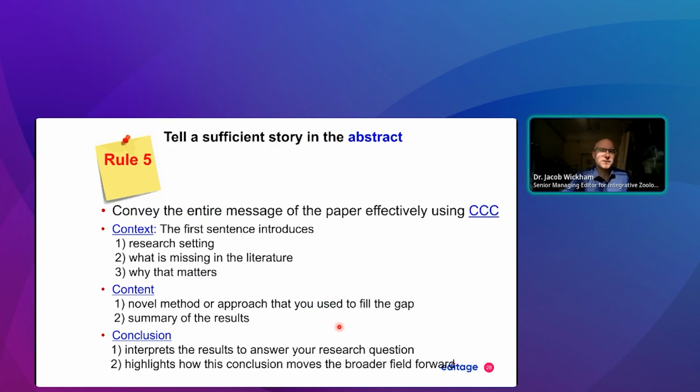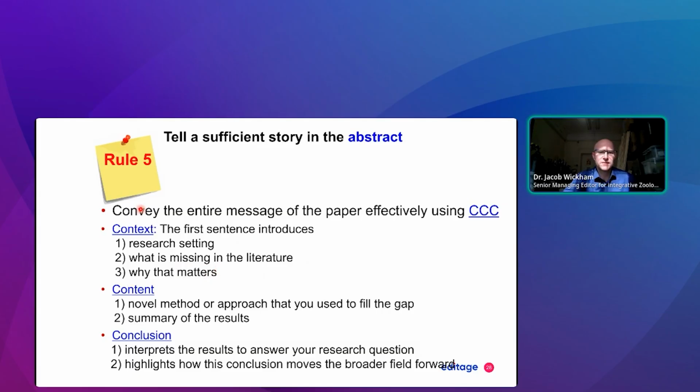You also want to tell a sufficient story in your abstract. I think the title and the abstract are the most read portions of any scientific paper. So again, here the context is very important. You want to give the research background. What is missing in the literature? What is that research gap, and why it all matters?